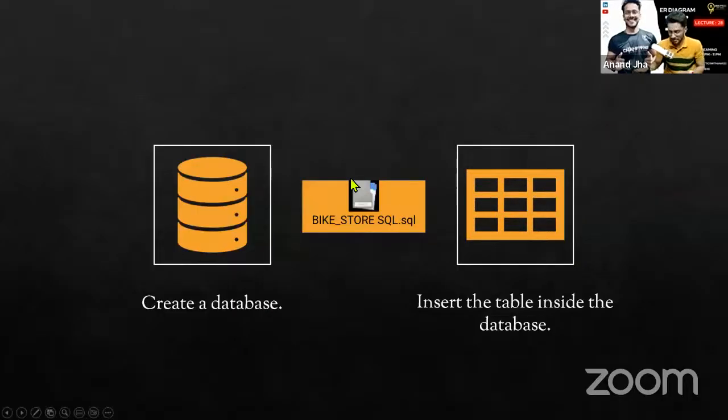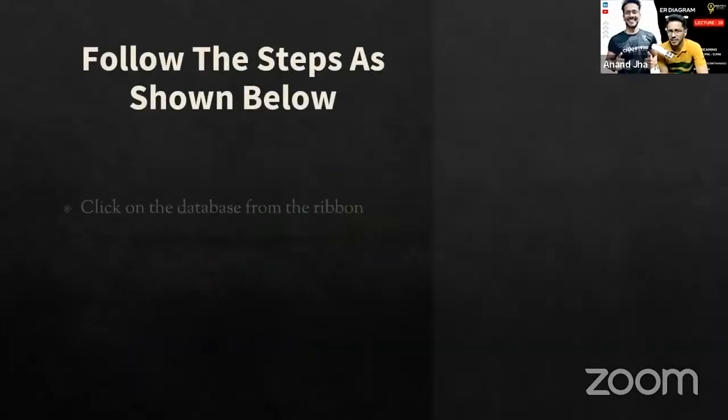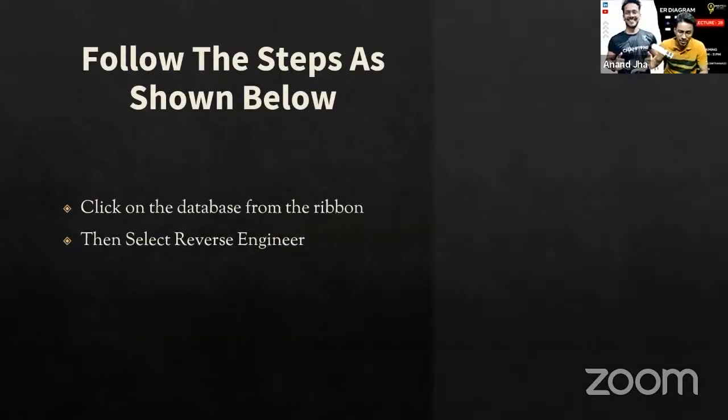Yes. So let's talk about how you create the ER diagram. First, you need to create a database. Let's talk about the database as bike store, and the backup database at bike store. Then you have to create the schemas called sales and production. I have created this already.